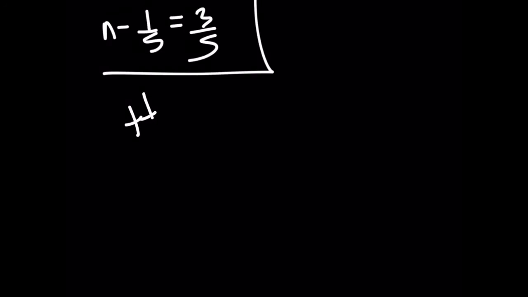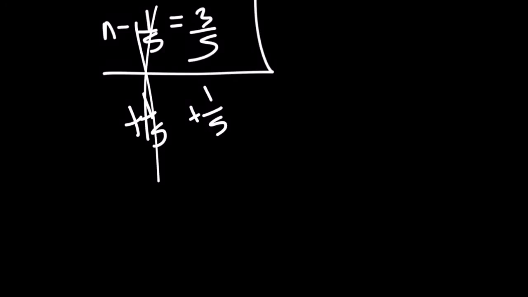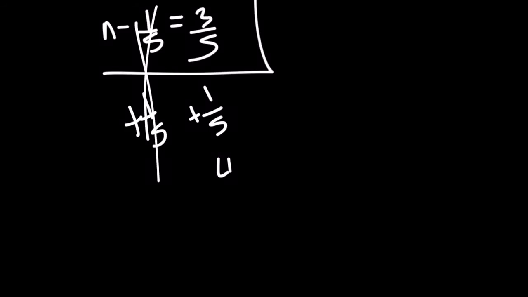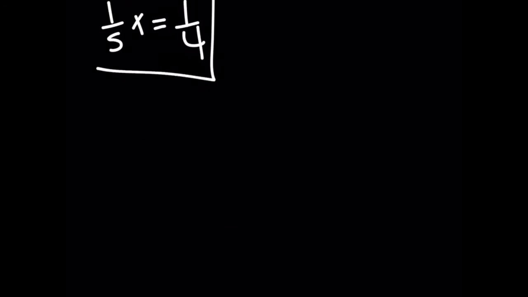Plus 1/5 on both sides of the problem. This cancels out, and you just add. Then that's 3 plus 1 is 4. So 4/5 equals 4/5, and you can't simplify that, so that's your answer.